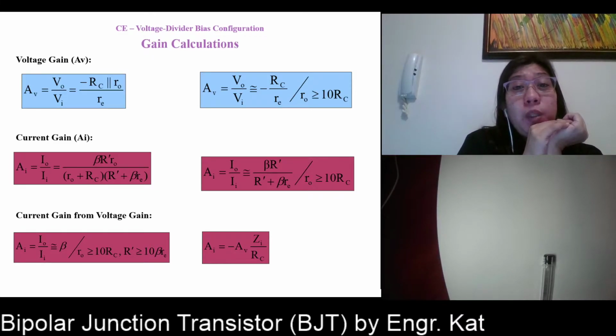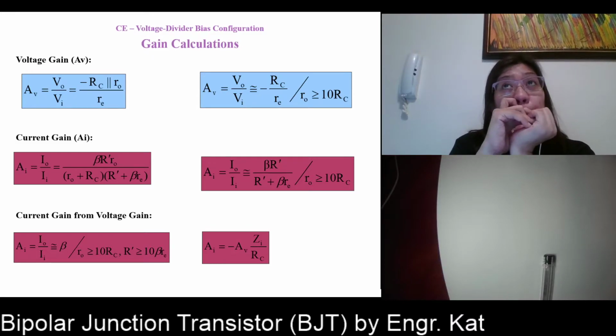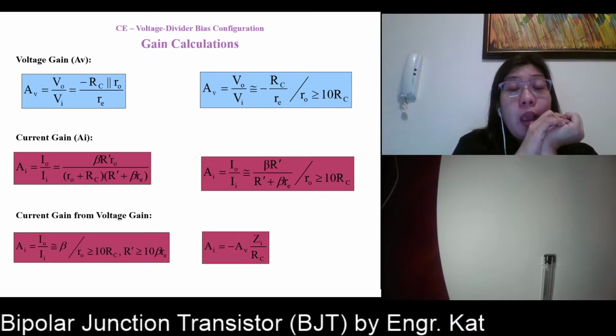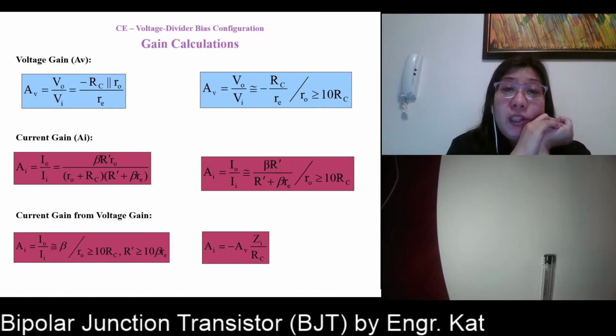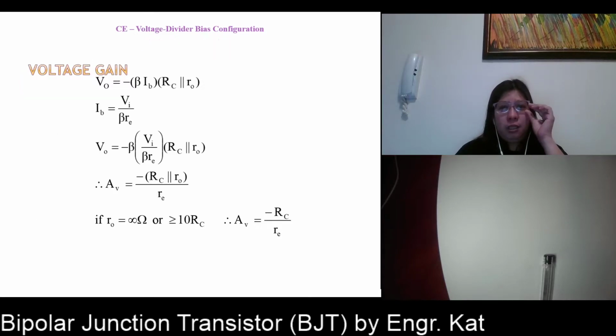That's why, although they can perform the same, they can give the same amount of amplification, we still choose the voltage divider because we have established from the DC analysis that the voltage divider is much more stable compared with the fixed bias configuration. But in the AC portion they are just the same.